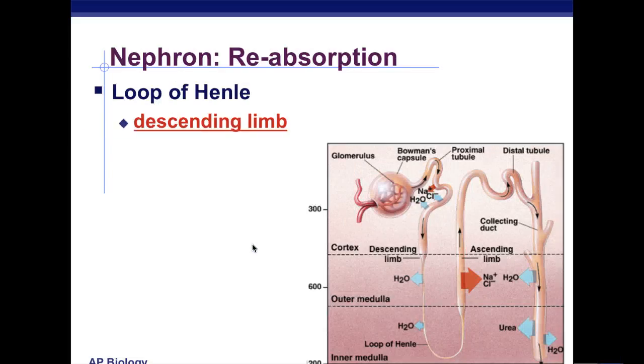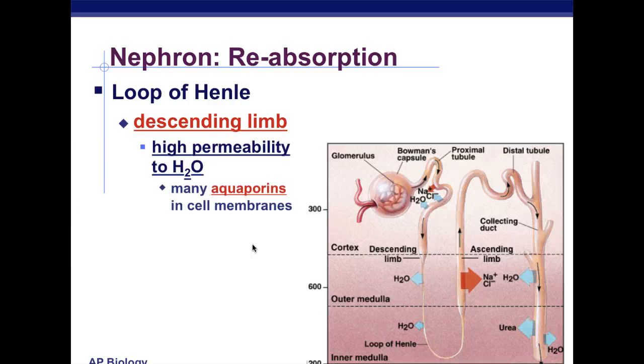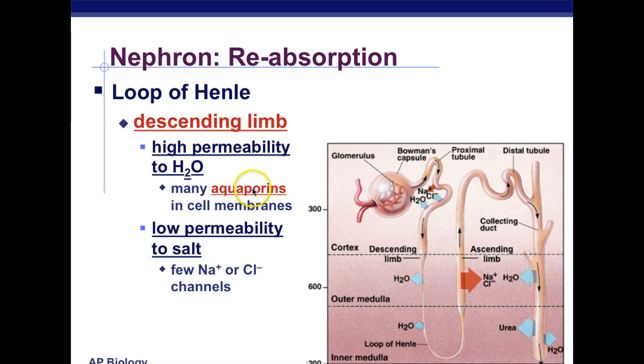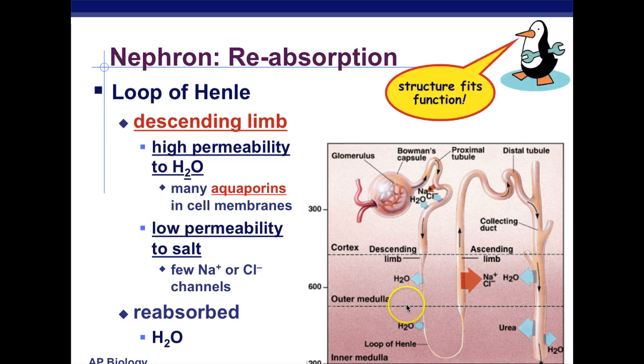So the loop of Henle has two parts. The first part is called the descending limb, and it's highly permeable to water. And this is because there's lots of aquaporins, little protein channels that transport water via facilitated diffusion out of the filtrate back into the blood. Additionally, the descending limb has low permeability to salt, meaning that salt is not going to be able to cross this membrane. And so at this point, water is going to be reabsorbed back into the blood.